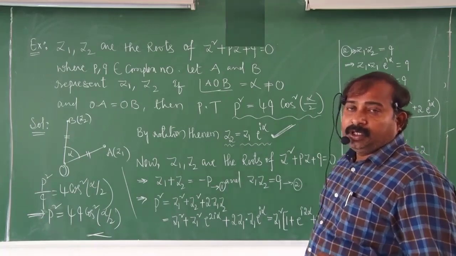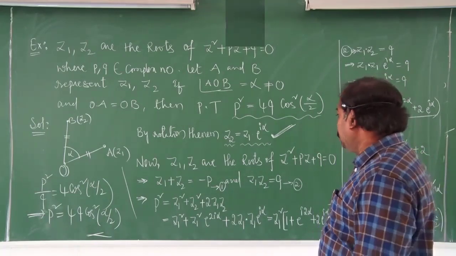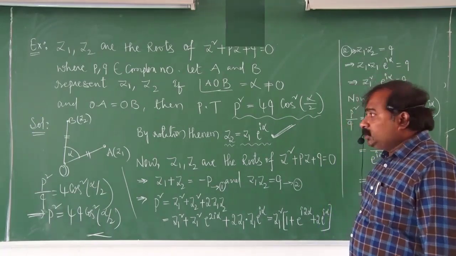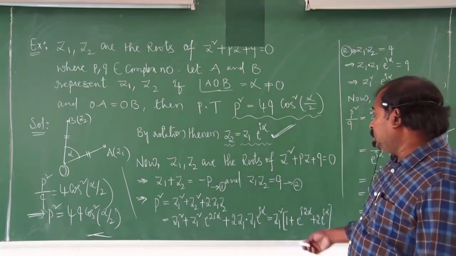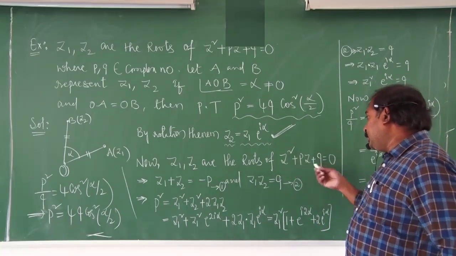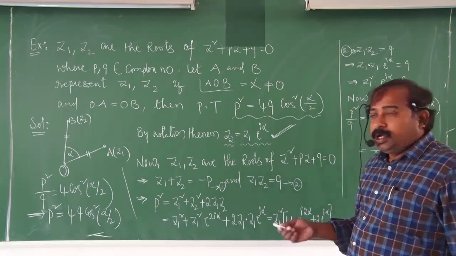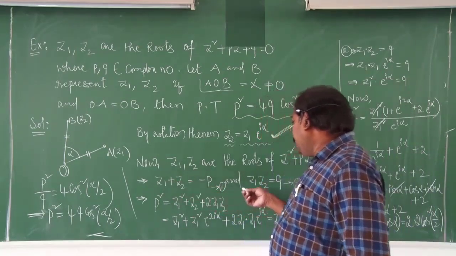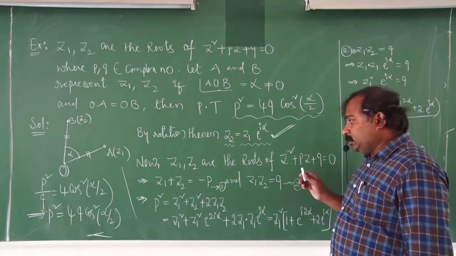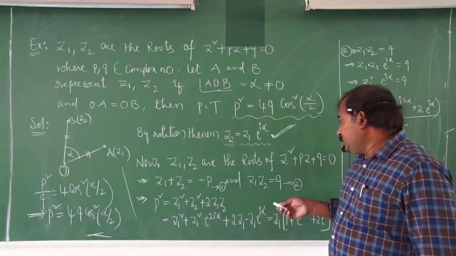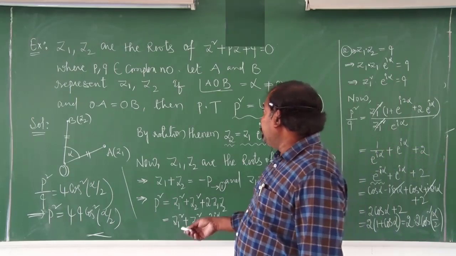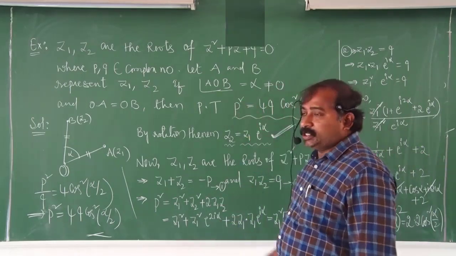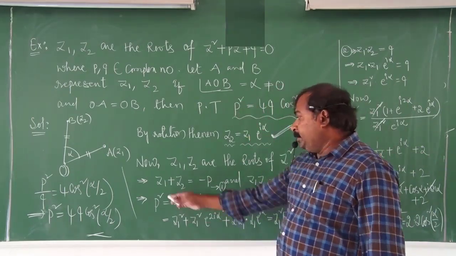Now, they have given Z1, Z2 are the roots of the equation Z square plus pz plus q equal to 0. Automatically, the sum of the roots is minus p, and the product of the roots Z1 Z2 is equal to q. Now, p square, if you observe here, p square they are asking. So due to that, I did p square.